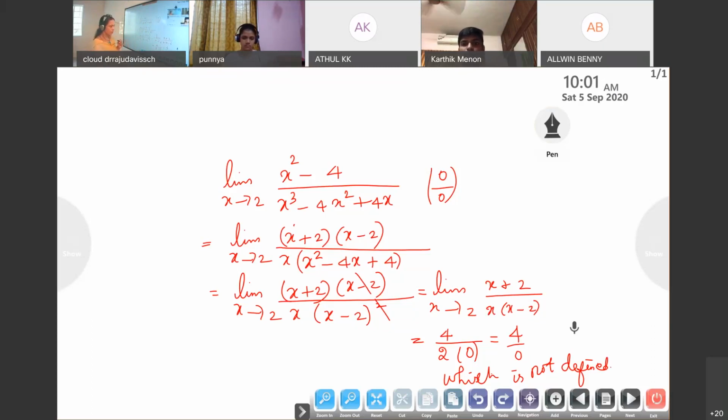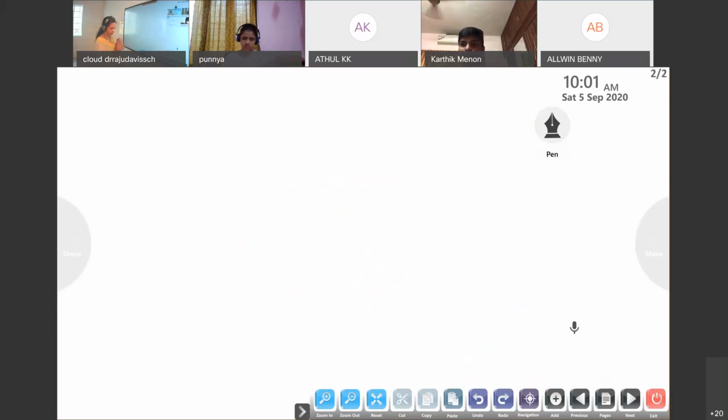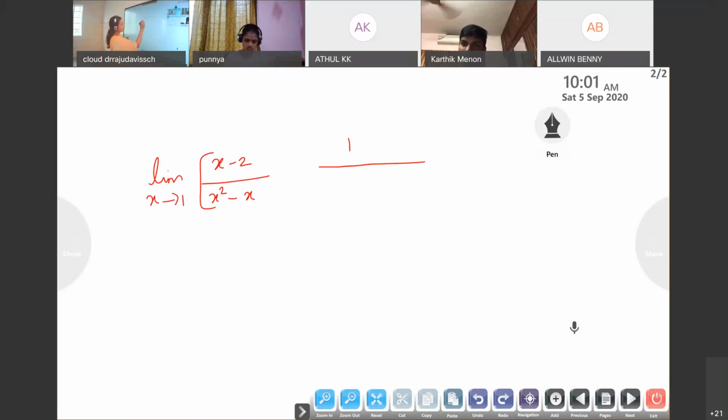The next question he discussed, let's discuss the next one also. Evaluate limit x tending to 1, x minus 2 by x square minus x, minus 1 by x cube minus 3x square plus 2x.